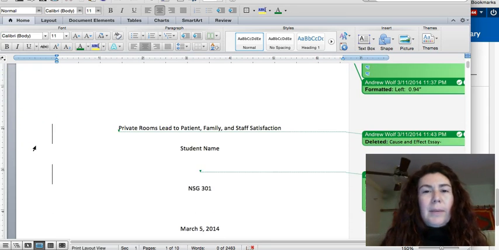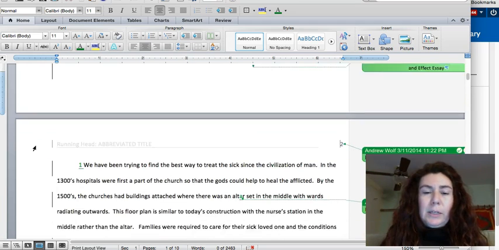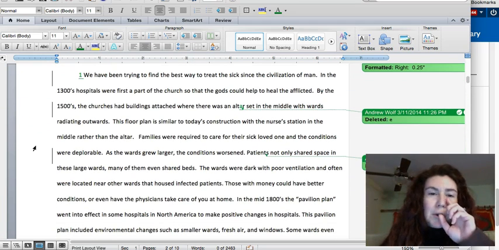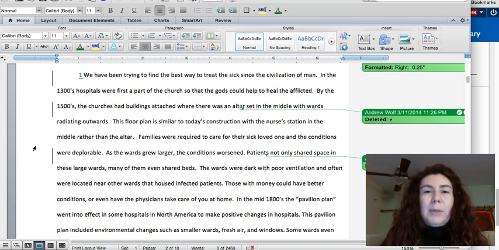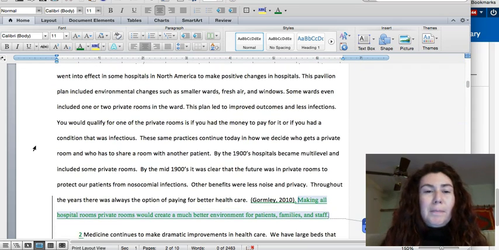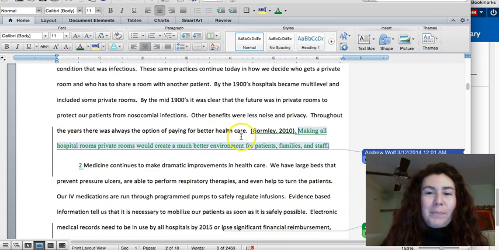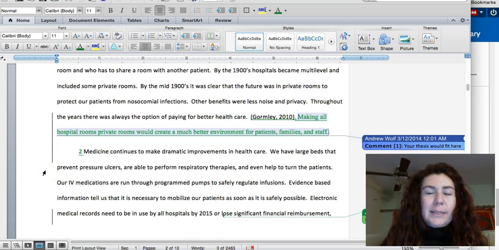This was a cause and effect paper, and the student was advocating for private rooms being adopted on this particular floor. So I will attach this so that you get a chance to read through this. She started out with some history of rooms and hospitals, which is very interesting. And then she ends that section with her thesis.